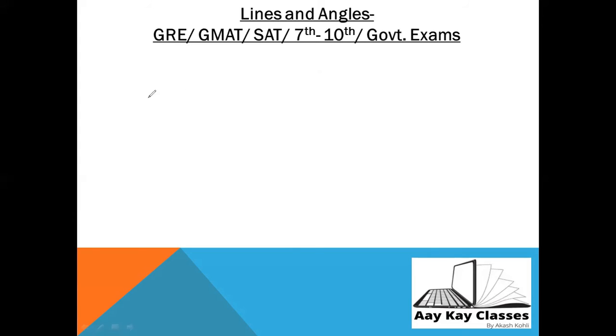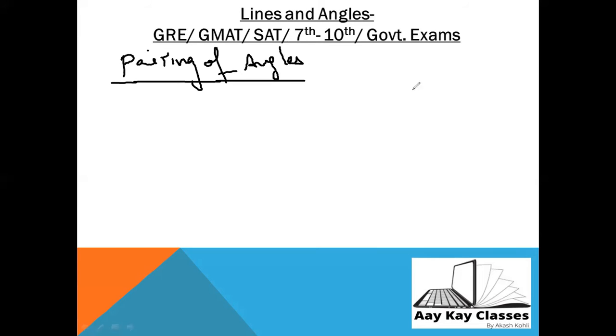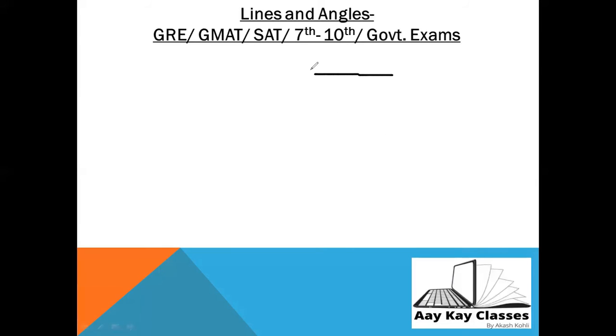So the next is the pairing of angles. What is this? Pairing. Whenever we draw two parallel lines, let me draw it again. So these are parallel. For example, this is L, this is M, and a transversal is there, N.